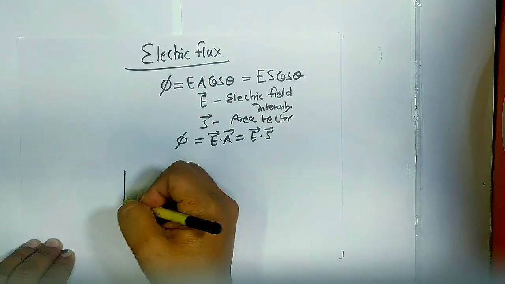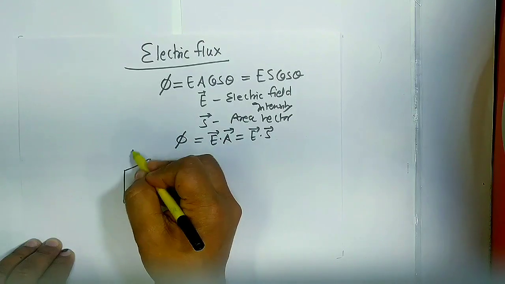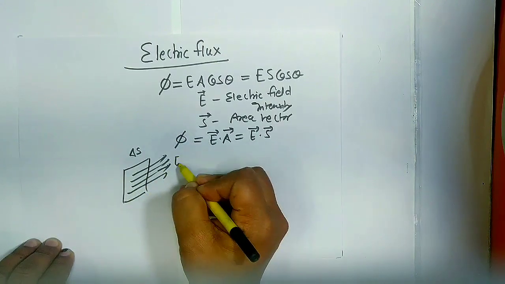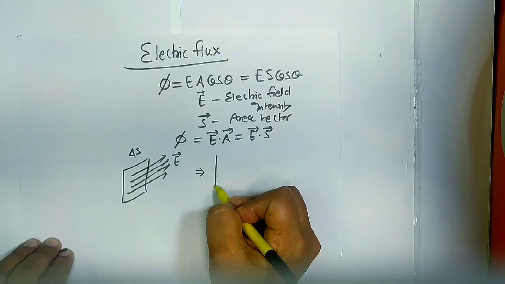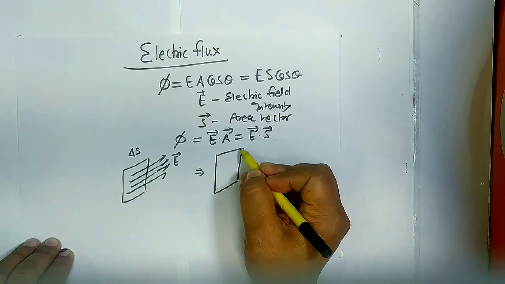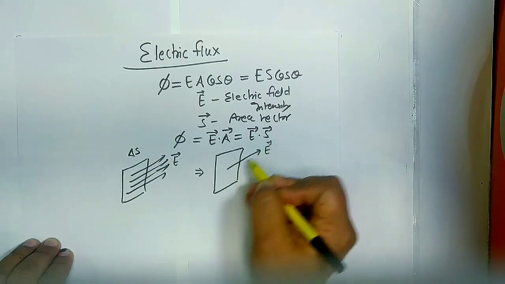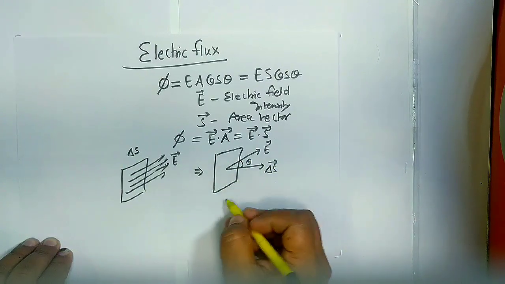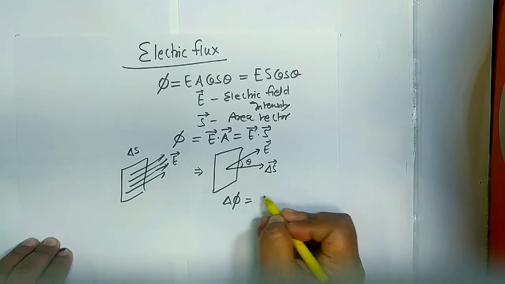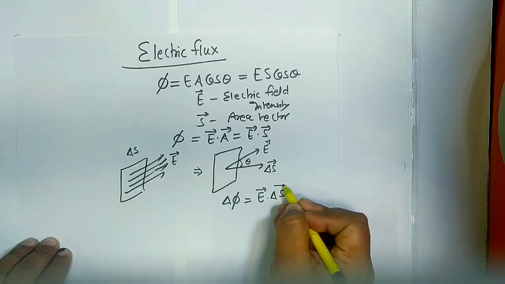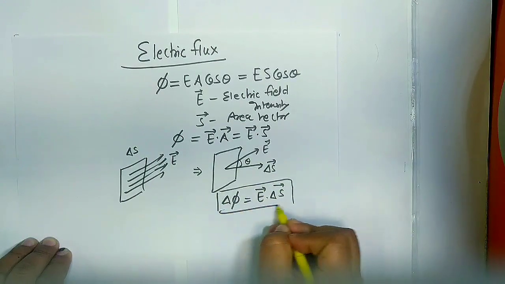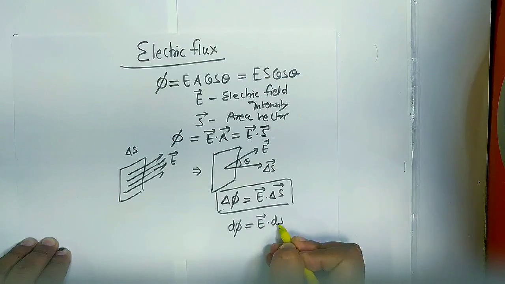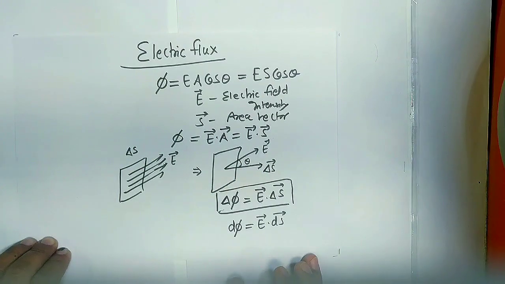But sometimes, say there is a small area given as delta S, and the electric field lines are going like this. The electric field is in this direction and the area vector is in this direction. Then this vector is delta S vector, and this is the angle. Even we can write delta phi equal to E dot delta S. So for a small area, we have a small electric flux, delta phi, or we say d phi, equal to E dot dS. So this flux can be written in this way also.